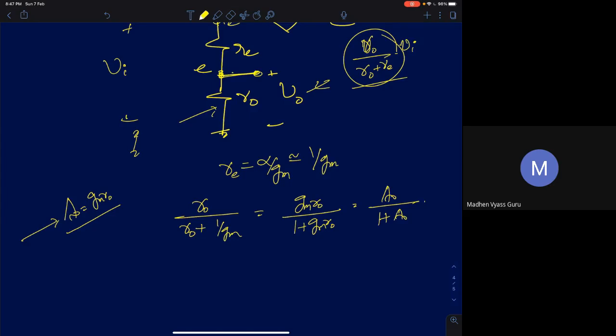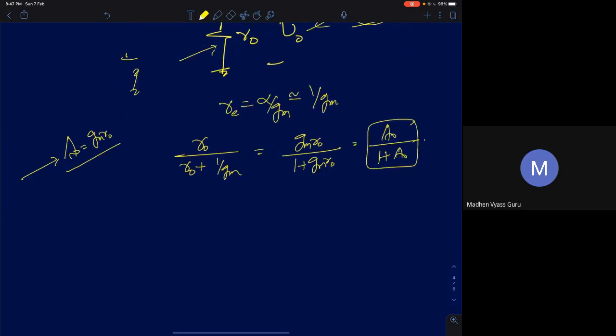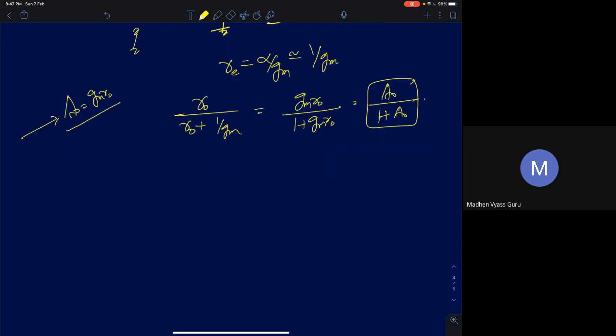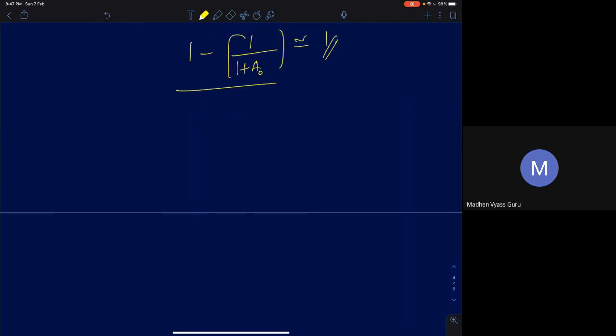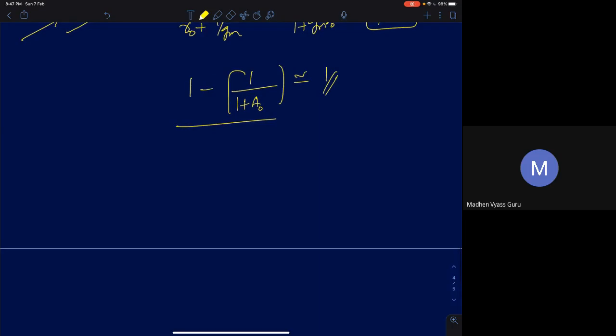So what we have derived here is A naught by 1 plus A naught as your intrinsic gain. It's very close to 1, right? You can write it as 1 minus 1 by 1 plus A naught. If A naught is very high, this number will be very close to 1. Now if you bring all the three results together, for the common collector I'll write the intrinsic gain as AV.